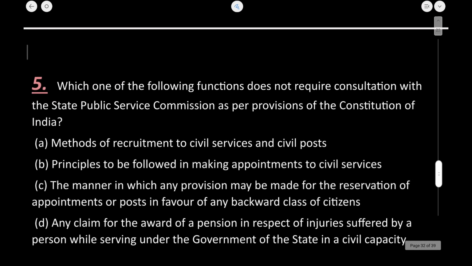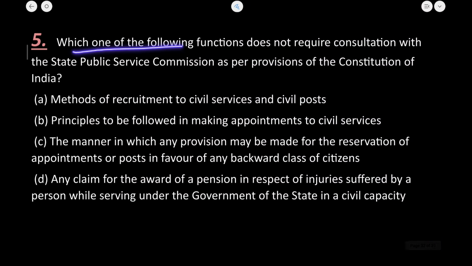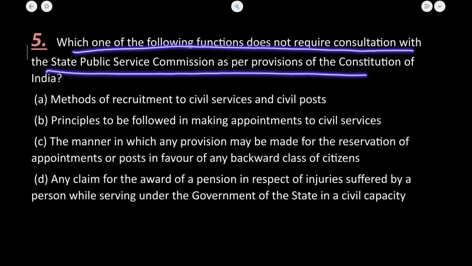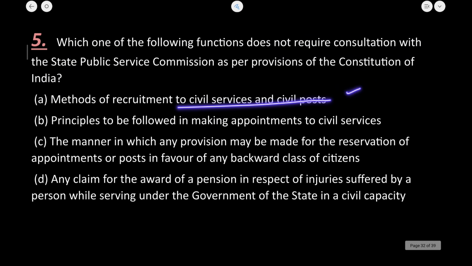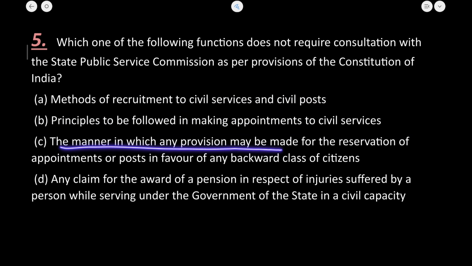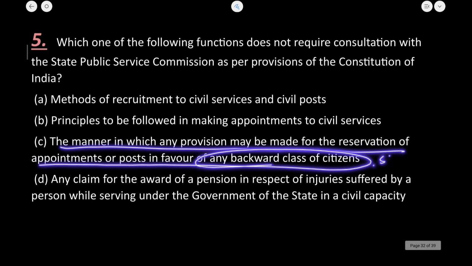Now the next question. Which one of the following functions does not require consultation with the State Public Service Commission as per the provisions of the Constitution? Now, method of recruitment, it is compulsory. Principle to be followed, it is also compulsory. The manner in which provision may be made for the reservation for the appointment in the favor of any backward classes citizens, scheduled caste, scheduled tribe.